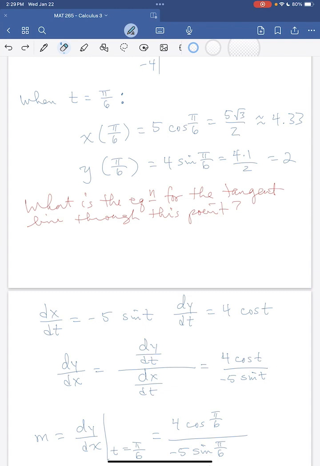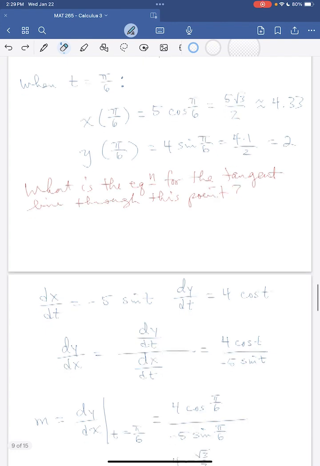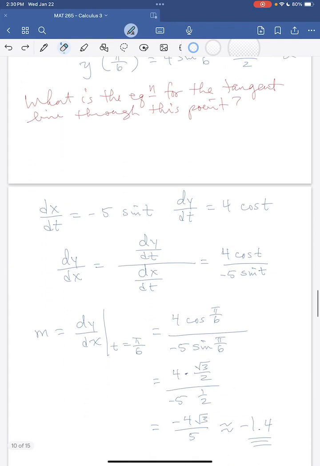Once we get dy/dx in terms of the parameter t, we can plug in t equals pi over 6, and that'll give us the slope of that tangent line. So again, just plug in t equals pi over 6, and we get the slope of that line is negative 4 root 3 divided by 5, which is approximately negative 1.4.